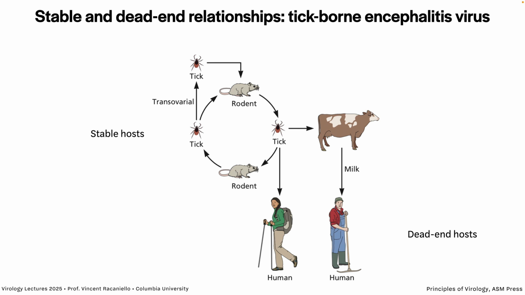Sometimes ticks will bite a cow, which then has the virus in its milk. So that's not a dead end because humans drink milk, and so they can acquire the infection from a cow. Or the tick can bite people, right? Ticks, if you hike, you better be careful and look for ticks on your body because they can transmit virus infections, but they will not go to another human, again, because you don't have enough virus in you to spread to another human, even if you get bitten by another tick within so many days. So the humans are dead-end hosts for these infections. The stable hosts are shown above.